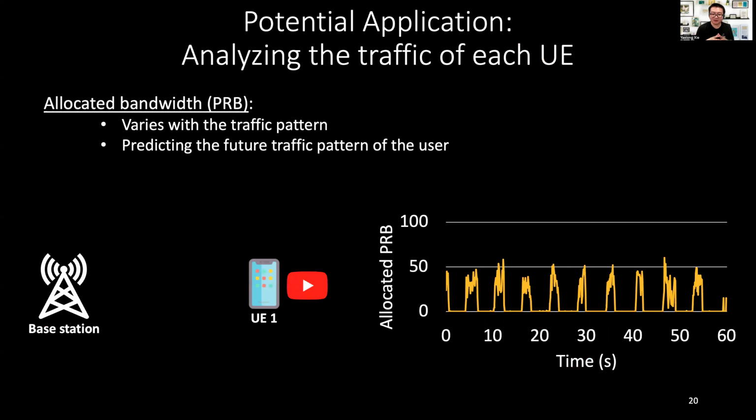What can we do with this kind of detailed, fine-grained measurement data? Here, I just list some examples, and I hope our tool can enable more applications. The first example is that we can analyze the user traffic. Here, I plot the allocated PRB for a mobile device when it is watching YouTube. You can see obvious patterns, and this pattern actually matches with how YouTube works.